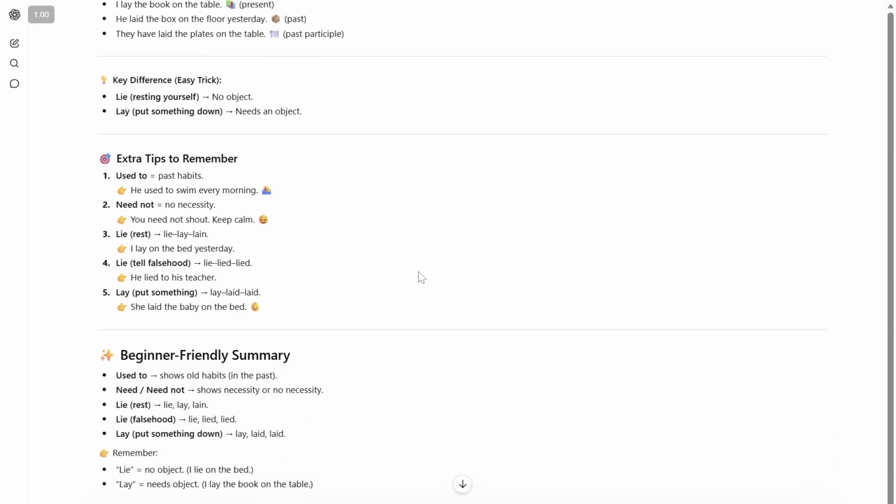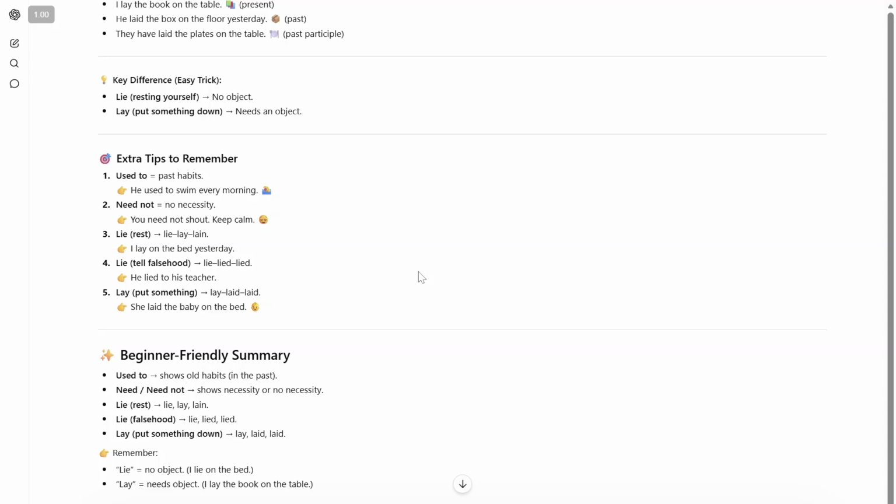Beginner-friendly summary. Used to shows old habits in the past. Need not shows necessity or no necessity. Lie, rest: lie, lay, lain. Lie, falsehood: lie, lied. Put something down: lay, laid, laid. Remember, lie equals no object. I lie on the bed. Lay equals needs object. I lay the book on the table.